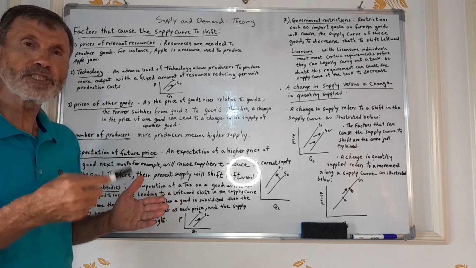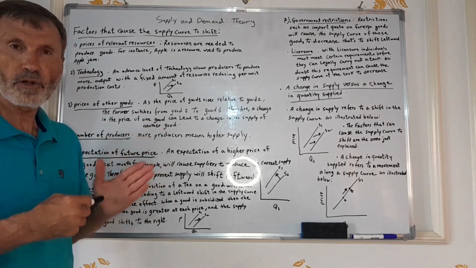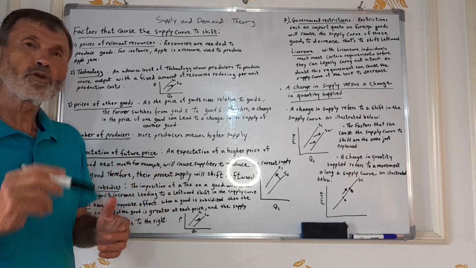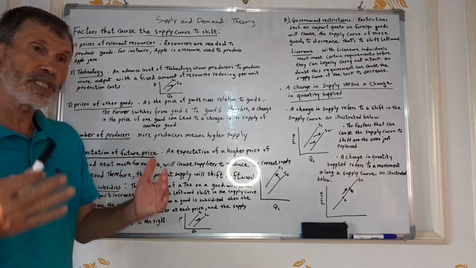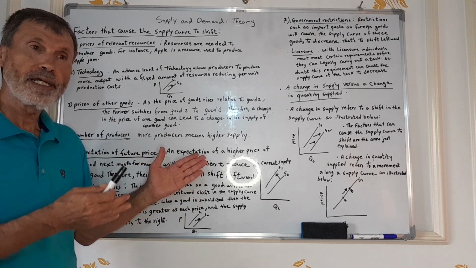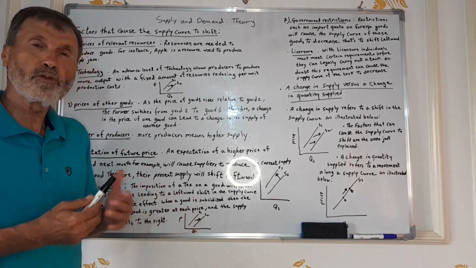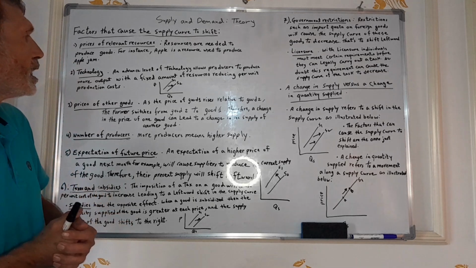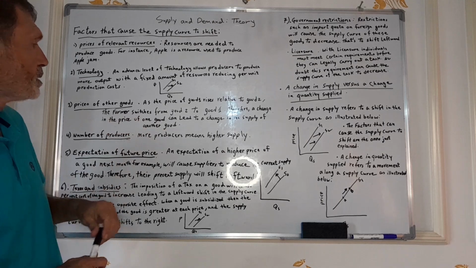Why? Because the price of corn has gone up relative to the price of wheat. Why should the farmer continue to produce wheat if he is seeing that the price of the other good, which is corn, is higher than the price of wheat, and he is able to produce corn? So he will switch production, of course, from wheat to corn. Okay.